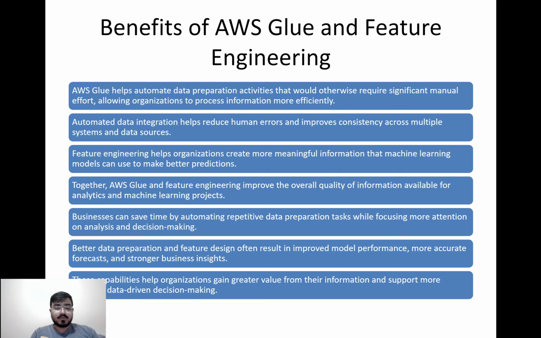When machine learning models receive higher quality features, they often produce more accurate predictions and better business insights. Together, AWS Glue and feature engineering help organizations improve reporting and analytics, forecasting, and machine learning outcomes. These capabilities allow businesses to gain greater value from their information and make more informed decisions based on reliable data.